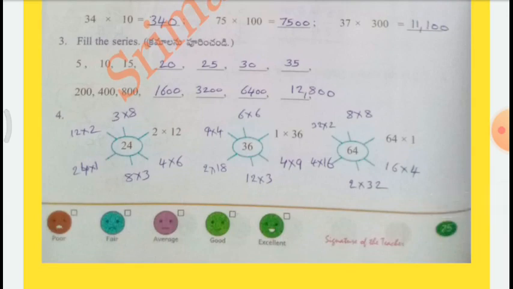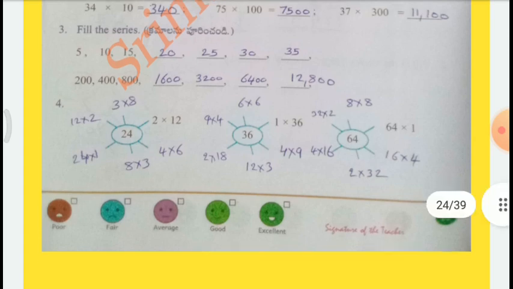24 we can write as 2 into 12, 4 into 6, 8 into 3, 12 into 2, 3 into 8, 24 into 1. In the same way, we can write 36 as 6 into 6, 9 into 4, 2 into 18, 12 into 3. 64 as 64 into 1, 16 into 4, 2 into 32, 8 into 8, 32 into 2, 4 into 16.